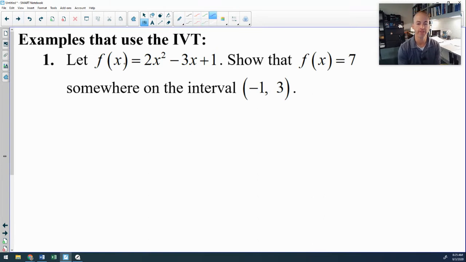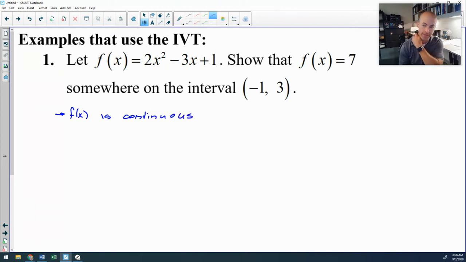So let's say we have the function f of x is this quadratic, and we want to show that f of x does indeed equal 7 somewhere between -1 and 3. First thing I'm going to do, anytime you are showing something through a theorem or a proof, you have to establish the conditions that allow you to use that theorem. In this case, the condition that allows you to use the intermediate value theorem is that f of x is continuous. And because f of x is a polynomial, we do know that f of x is continuous. You absolutely must establish the conditions.